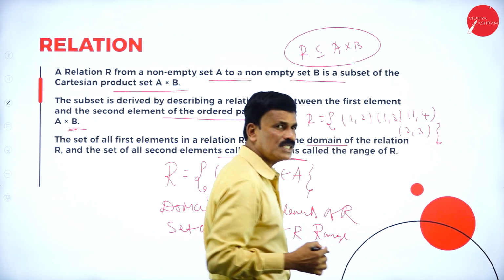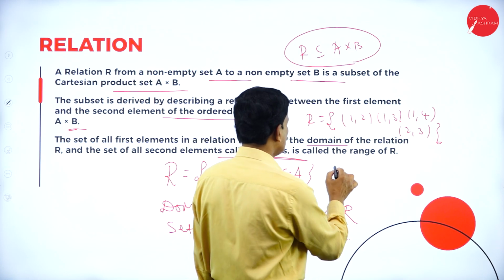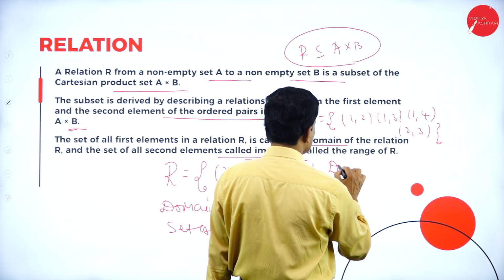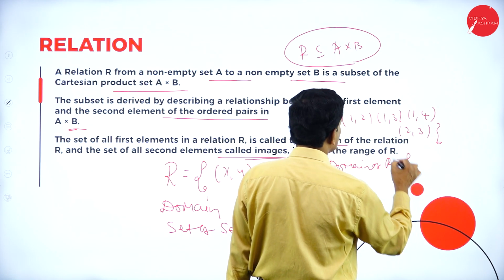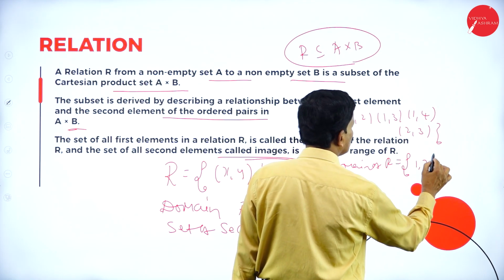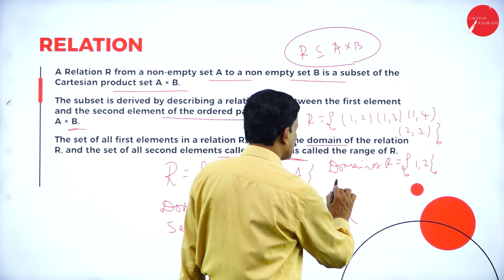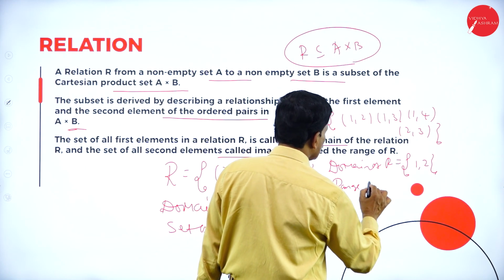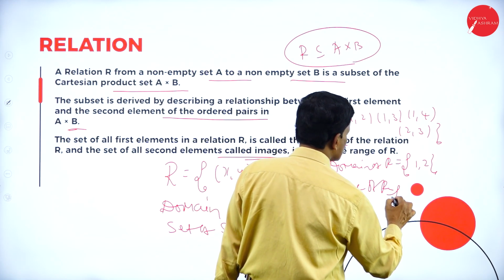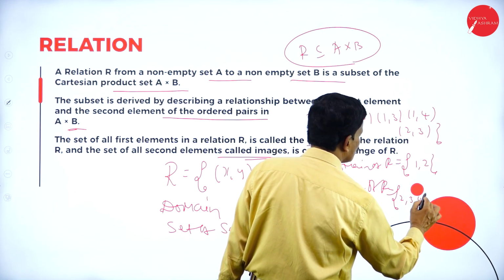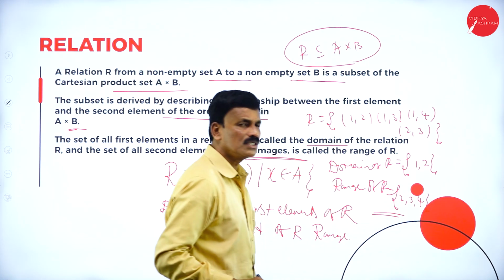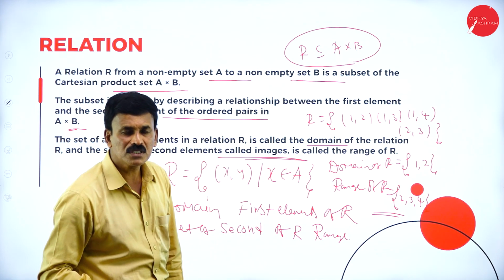If this is the relation, then what is the domain and what is the range of this? The domain of R is equal to the set of all first elements, that is 1 and 2. And what is the range of R? The range of the relation R is equal to the set of all second elements, that is 2, 3 and 4. That is the domain and range of the given relation.